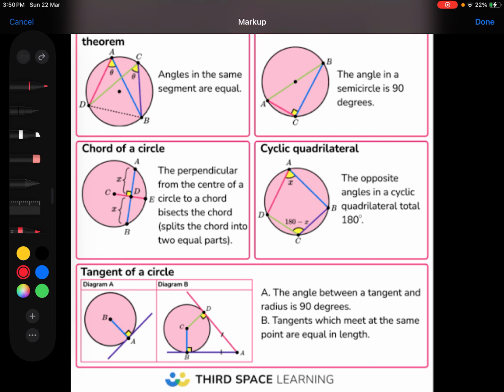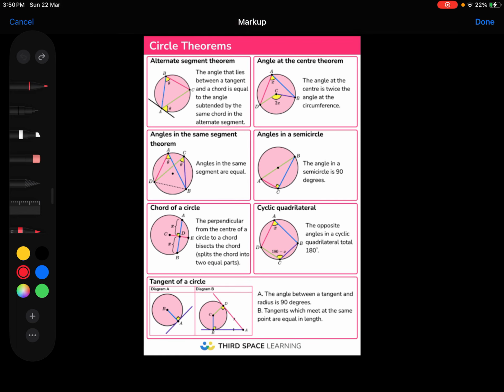For diagram B, tangents which meet at the same point are equal in length. We have a point over here, A, and then we draw two tangents. So from A to B, for this one, AB is equal to AD. These two lines are equal from this point. And this is all of the circle theorems that you will be asked in exams.